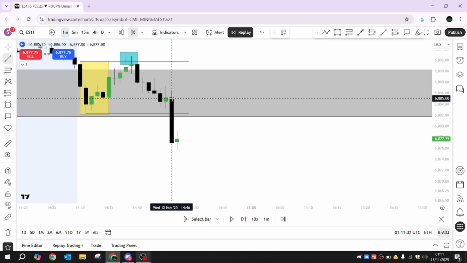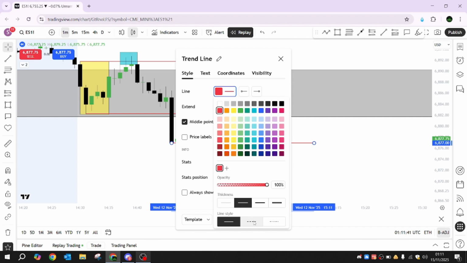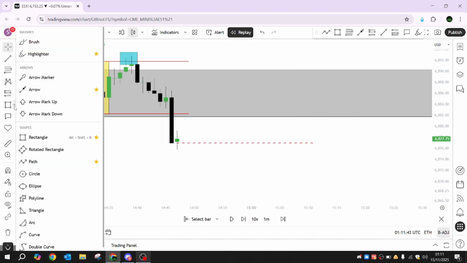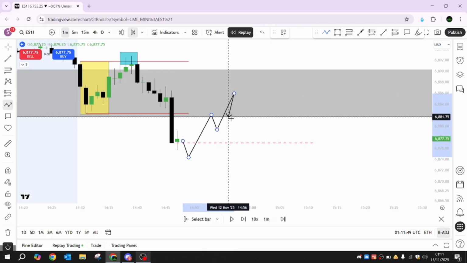So this is what I like to do. This was the candle that broke below the key level. So I'm going to draw a red line like this. This is all I do. So this is my dash line. So what I'm looking for is this. I would like to see price come in and retest my zone.